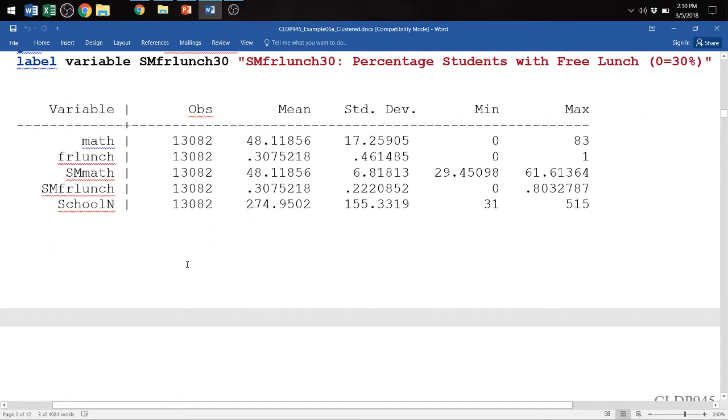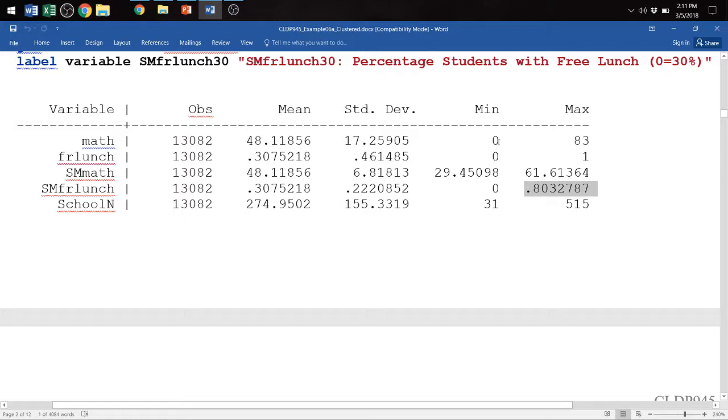At the bottom of the second page here, for school mean free and reduced lunch, which is the level 2 predictor I created, on average, 30% of the students in a school get free lunch, but that does range from 0, meaning that school has no kids who need help, to 80% of the kids need help. Now, I will remind you, this is real data in a Midwestern rectangular state. So that is a lot of variability even within a fairly stable population.